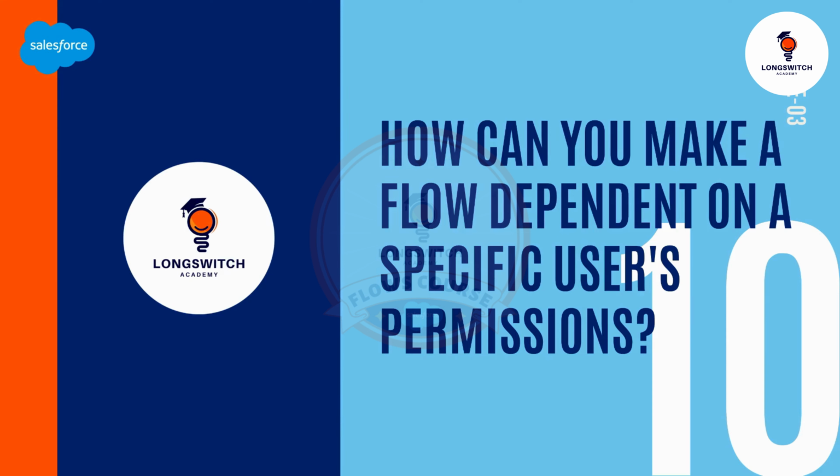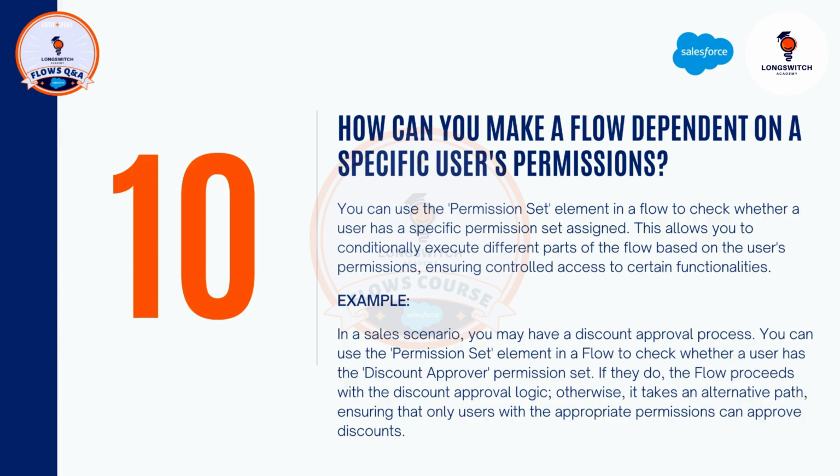Question 10. How can you make a flow dependent on a specific user's permissions? You can answer it like, you can use the permission set element in a flow to check whether a user has a specific permission set assigned. This allows you to conditionally execute different parts of the flow based on the user's permissions, ensuring controlled access to certain functionalities. For example, in a sales scenario, you may have a discount approval process.